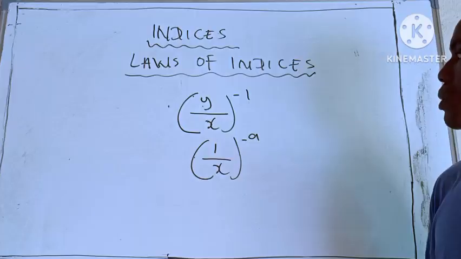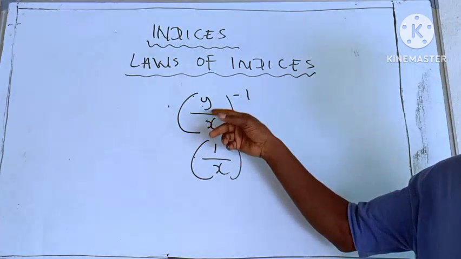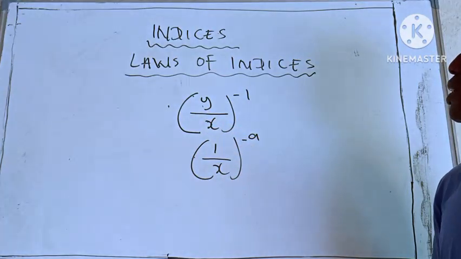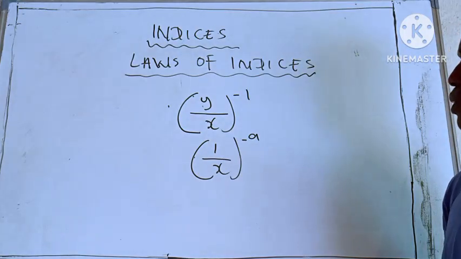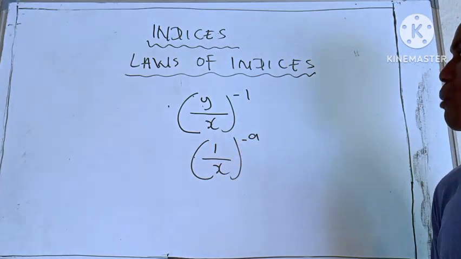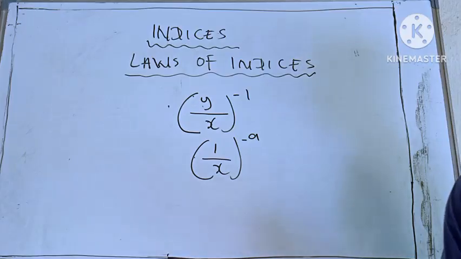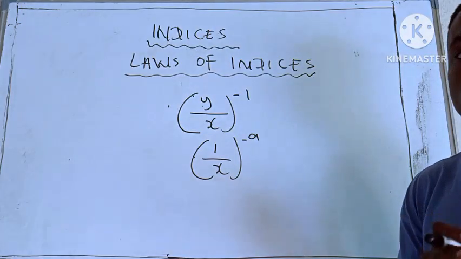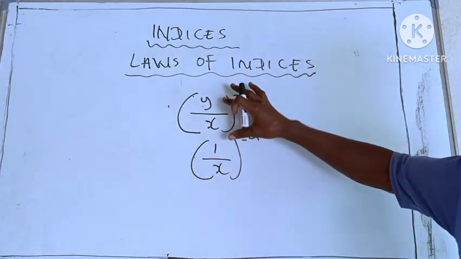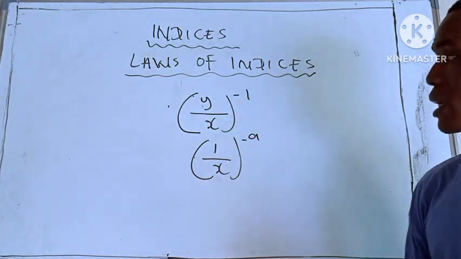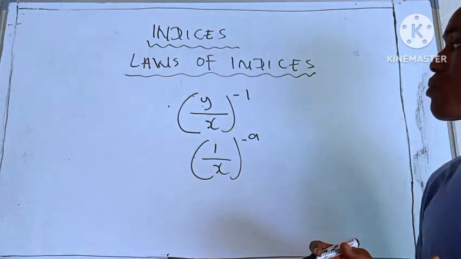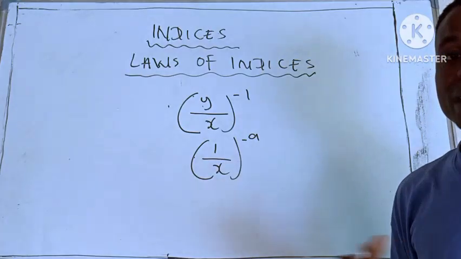Okay, let's look at this law. From the first one, we have bracket open y all over x, bracket close, raised to power -1. While the second one, we have bracket open and close, 1 all over x raised to power -a. Now, when solving math equations, most times you will come across this type of thing. Are you getting it? I'm starting with these variables, like this y, x, all these ones. I can try to start with either z, a, any variable.